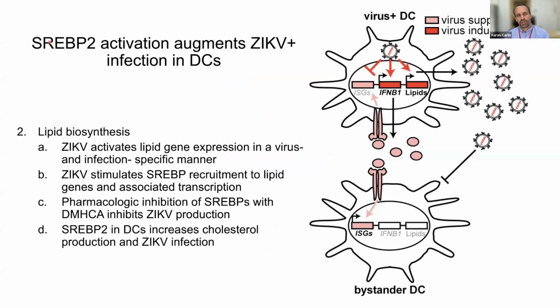Specifically, we later tied this to SREBP2, which is the main controller of cholesterol biosynthesis. So we found that Zika virus activates lipid gene expression in a virus and infection-specific manner, right? So very different from dengue and only in infected cells. It stimulates SREBP activation and recruitment to lipid genes and associated transcription. This is pharmacologically targetable, so if this could be dispensed, it could block infection. And SREBP2 does this by increasing cholesterol production, which allows the increased production and release of infectious Zika virus. So again, interferon beta is made but delayed, and that allows virus to replicate. And the production of lipids allows the production of lots and lots of new virions to spread infection.